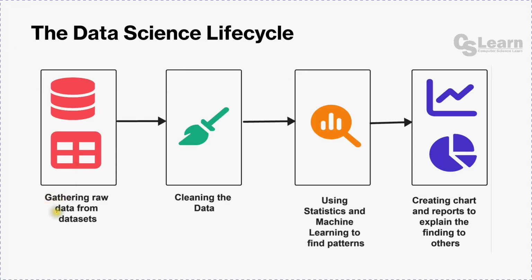Initially, we gather the raw data from data sets and clean the data sets. We collect the data from multiple sources, which is called gathering the data. Then clean the data, which means removing the unrelated, unwanted information from the data sets, using statistics and machine learning to find a pattern. That is the third step.